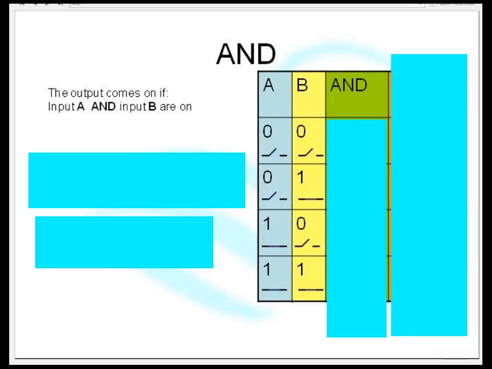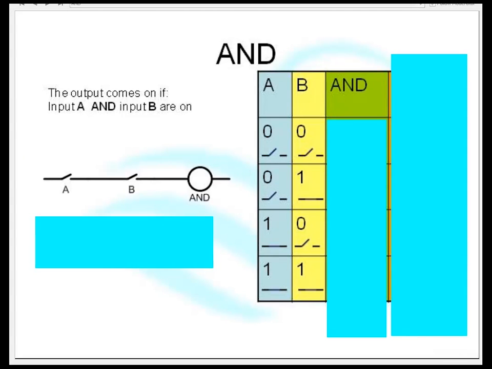Now the first one we're going to look at is and. And is two switches in series. So I have two switches. I have a switch called switch A and a switch called switch B. And I've written down in this table, it's called a truth table, every possible combination of these two switches. Now, what I'm going to do is go through these one at a time.